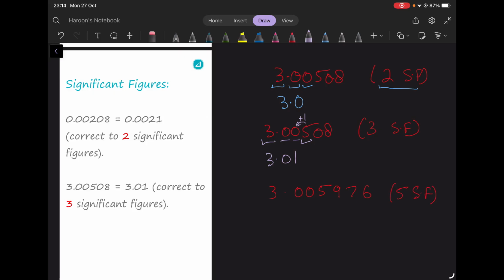Okay, now first of all, I'll count the significant figures: 1, 2, 3, 4, 5. This is the fifth one. So I'll have a look at the next significant figure. You see, this is 7. So I'll have to add 1 to the previous digit. But when I add 1 to the previous digit, this 9 becomes 10. So that I can't do.